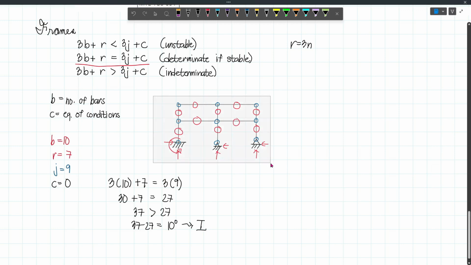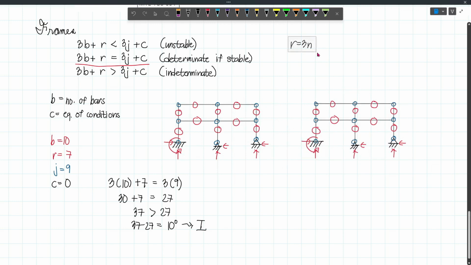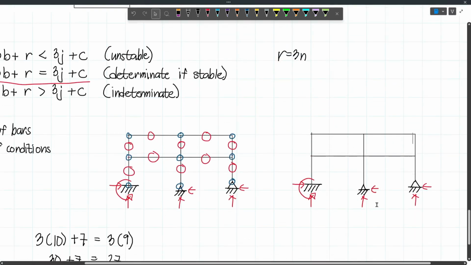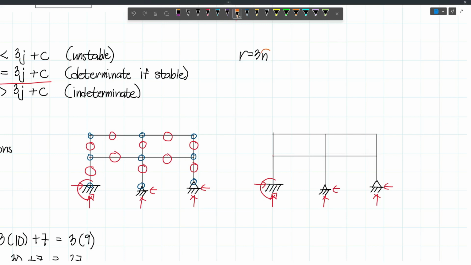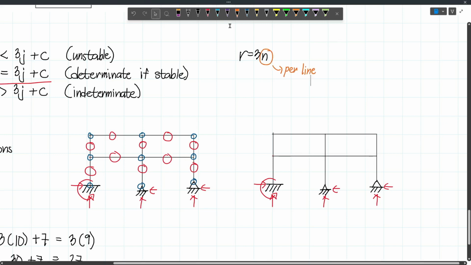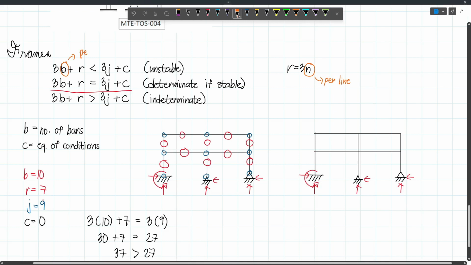Now, let's copy this again and then apply R equals 3N. Again, this is a shorter equation, so let's try this. Now again, if we use R equals 3N, we will consider all internal forces and external forces for the R. And then our N, or number of members, is per line. So it is per line, and the number of bars or members is essentially per connection.